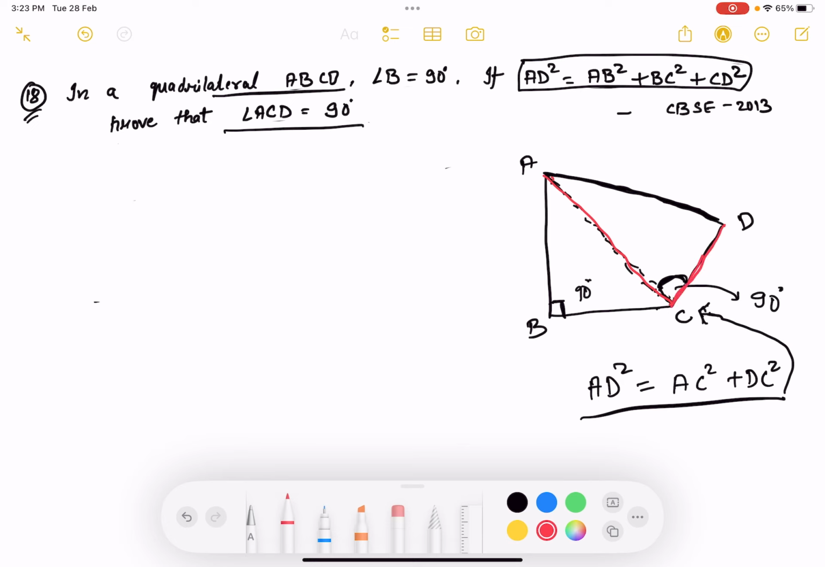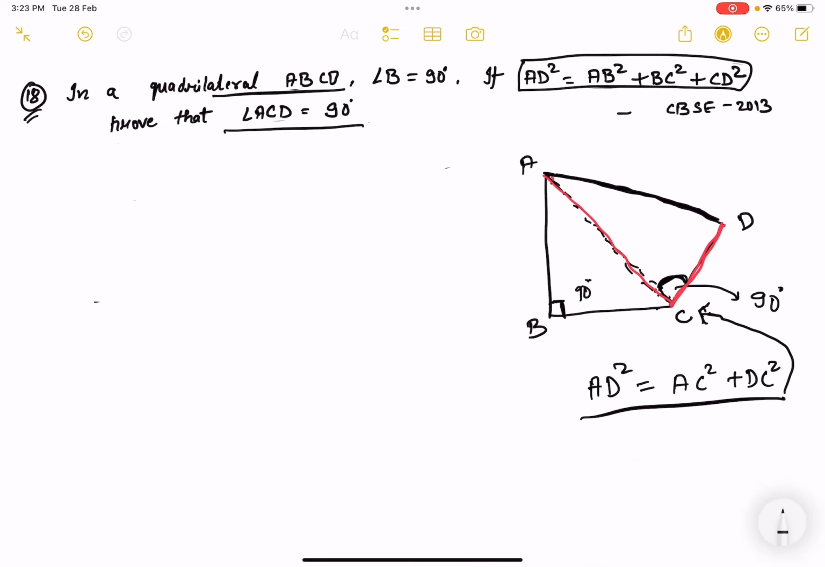If we can show this, then we can say that angle C is 90 degrees, by the converse of Pythagoras theorem. So first, what we are given: angle B is 90 degrees. So what we can write is AC square is equal to AB square plus BC square.